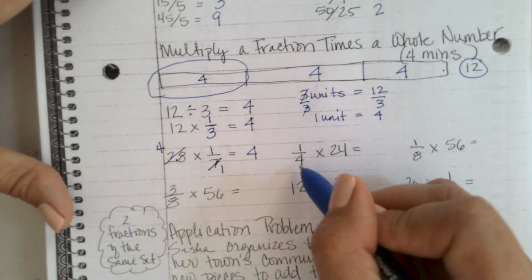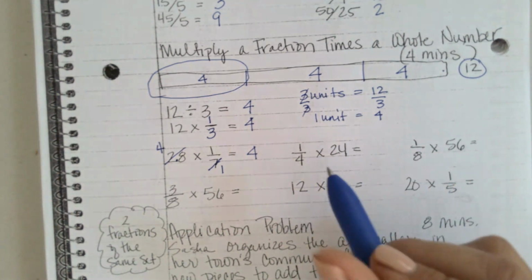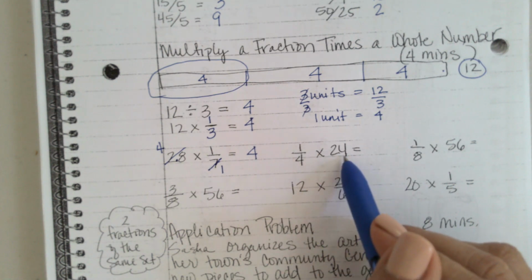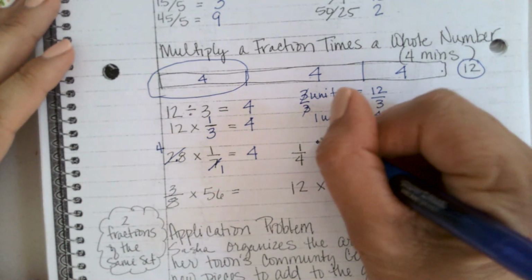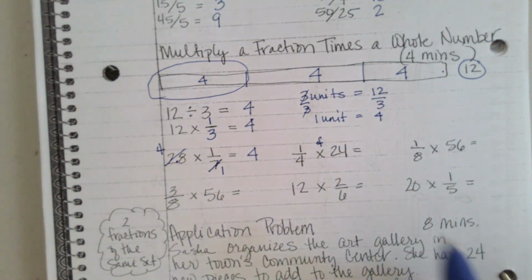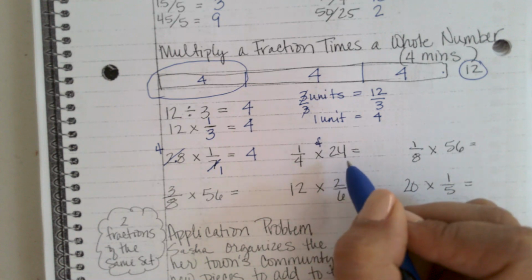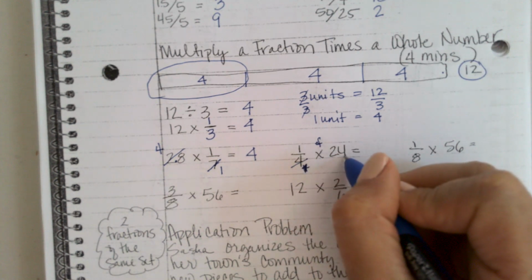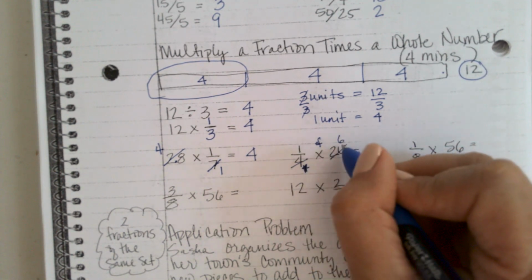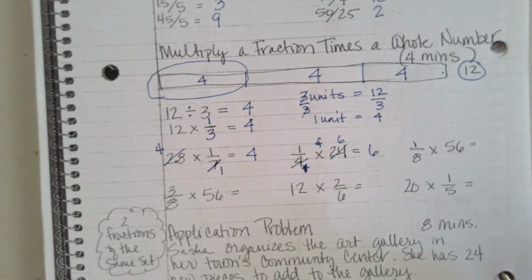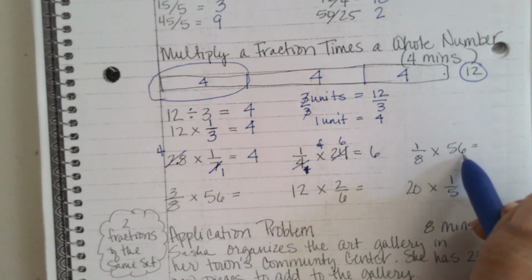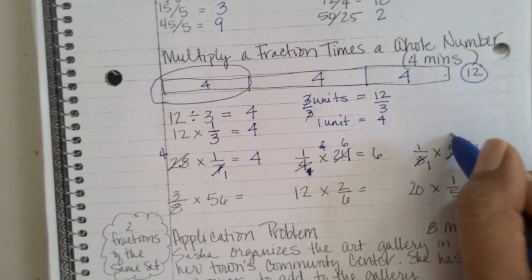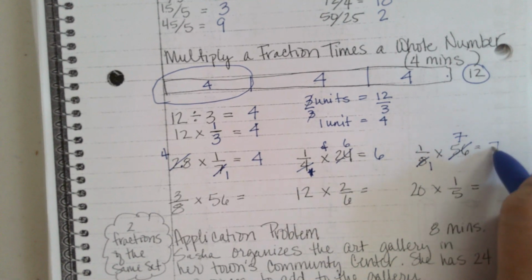Let's try it over here. 1/4 times 24. So remember, you're trying to find a piece of this whole. You're trying to find 1/4 of this whole. And that multiplication sign really means the word of. So 1/4 of 24. 4 goes into 4 one time. 4 goes into 24 6 times. 1 times 6 is 6. Then 1/8 of 56. 8 goes into 8 one time. 8 goes into 56 7 times. 1 times 7 is 7.